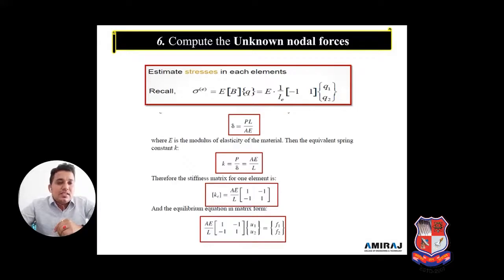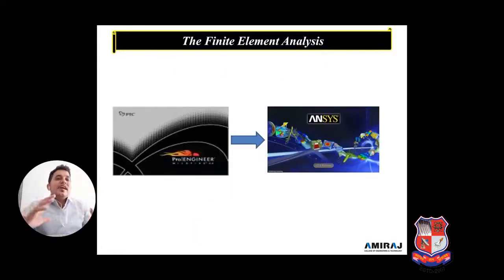Well, displacement is equal to PL upon AE, and stiffness K is equal to P upon delta, which means K is equal to AE upon L, times the matrix [1, -1; -1, 1]. So now this is the final formulation to find any kind of stresses. Let's see one example.